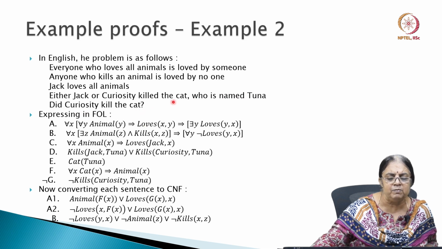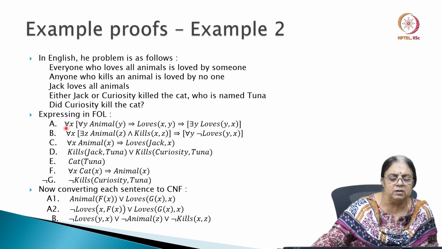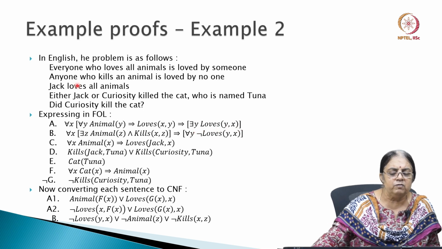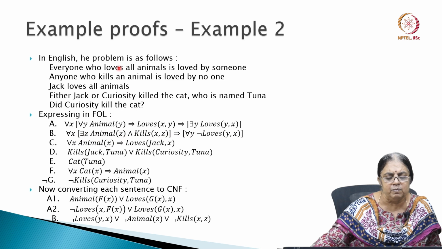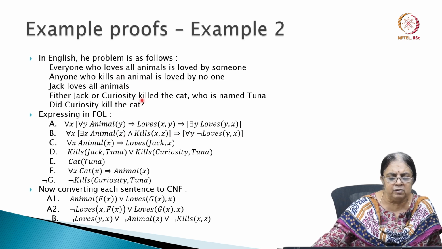So you have to replace this by the predicate logic. So everyone who loves all animals: for all X, for all Y, animal Y implies loves X Y, which implies that there exists some Y such that loves Y X. Second one, anyone who kills an animal is loved by no one: for all X, there exists Z, animal Z and kills X Z implies for all Y not loves Y X. So this way you can replace all of them by predicate logic sentences. So you will come up with these.